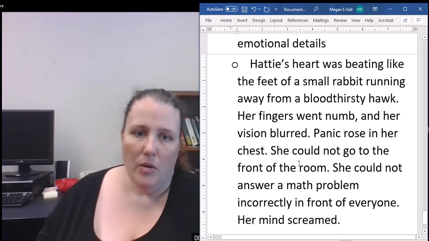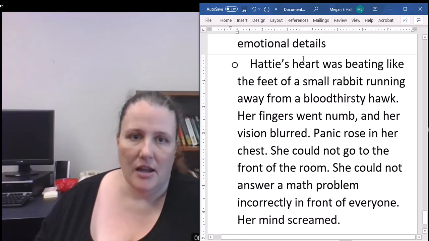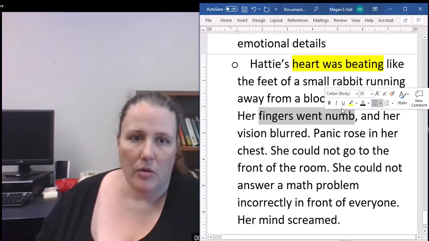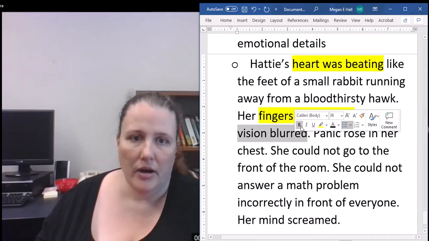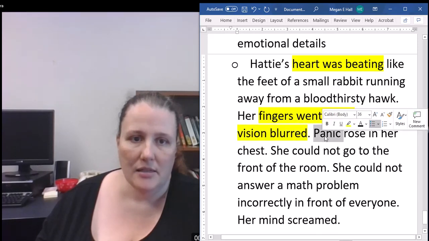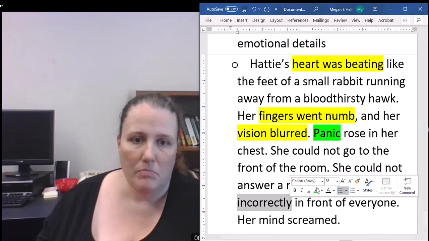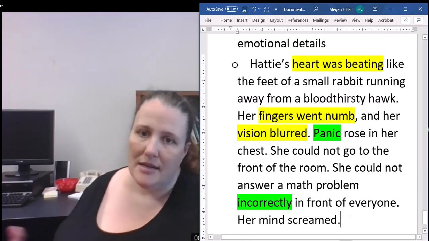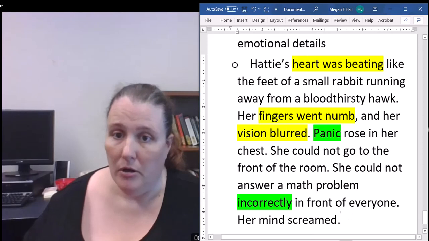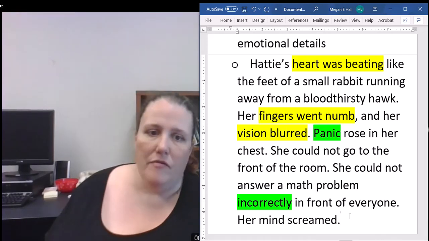Okay, so we have some of those feelings there, okay? But we've got her heart beating, we have her fingers going numb, we have her vision blurring. These are those organic details. Then we have moving into her feelings, panic. She doesn't want to do things incorrectly, so she's embarrassed. We get that she's having a panic attack, even though I'm not saying Hetty had a panic attack, right? We have those kind of things.